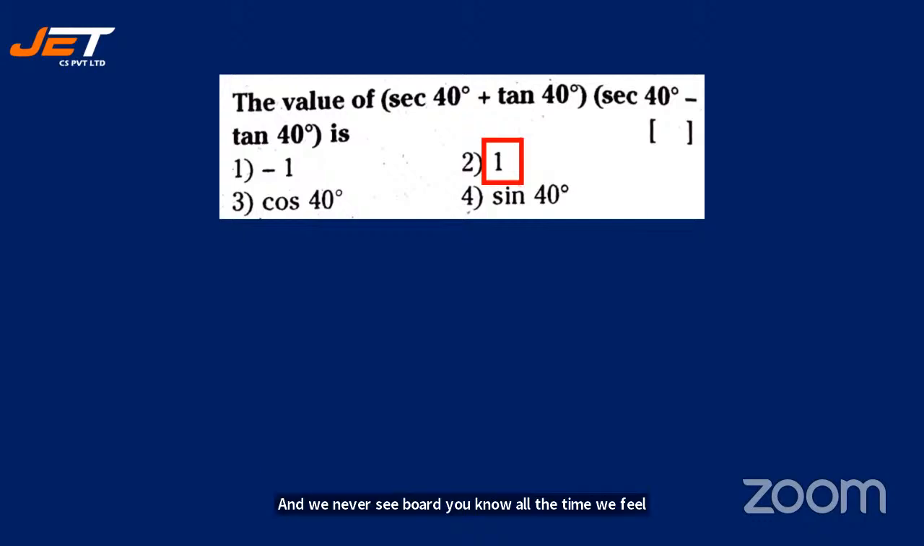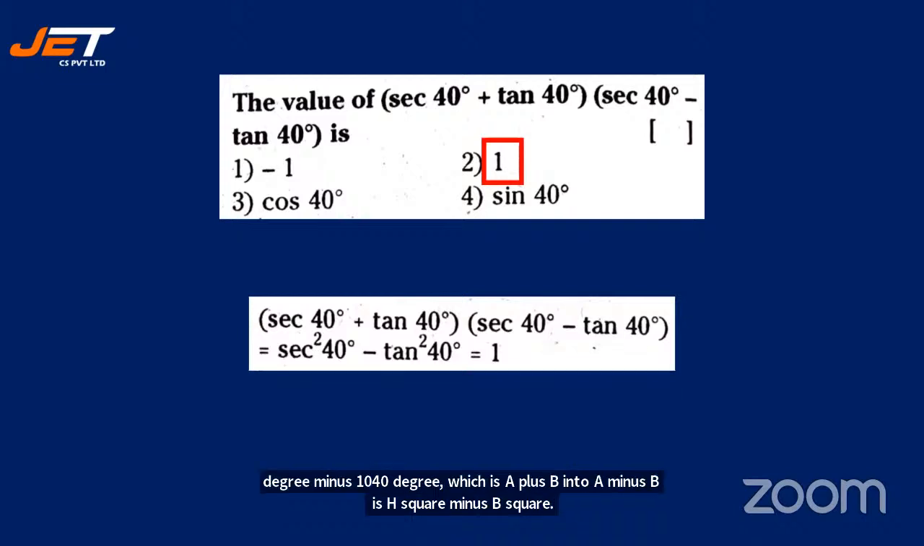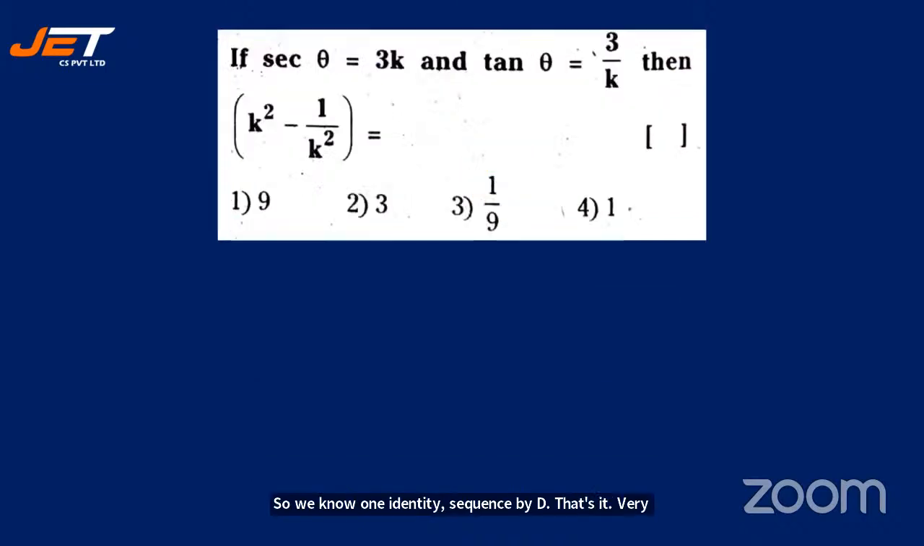Yes. Many of you gave me the option as 2, which is 1. Let's see how. Secant 40 degree plus tan 40 degree into secant 40 degree minus tan 40 degree, which is a plus b into a minus b, is a square minus b square. We know one identity: secant square theta minus tan square theta is 1. That's it. Very simple, isn't it? All right. Excellent. See the next question.